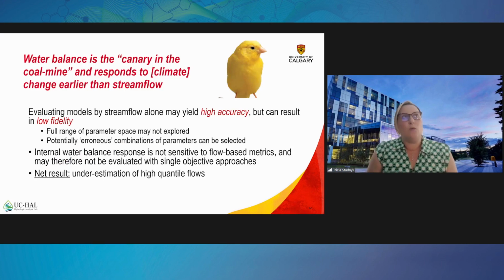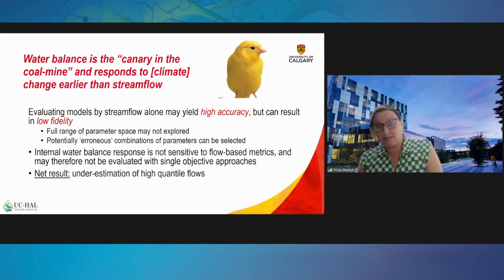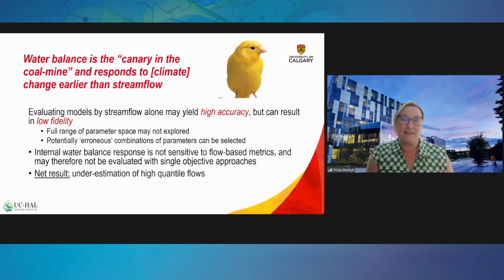So water balance is really the canary in the coal mine, and it's going to respond to climate change earlier than streamflow. Evaluating models by streamflow alone might yield high accuracy, a high KGE score, but it can result in low model fidelity. Basically, the isotopes are better tuned to detecting process-based changes from non-stationarity, and they see things that the streamflow doesn't. So when we add that to our calibration process, we're more likely to calibrate those kinds of scenarios and process combinations that lead to extreme flows.